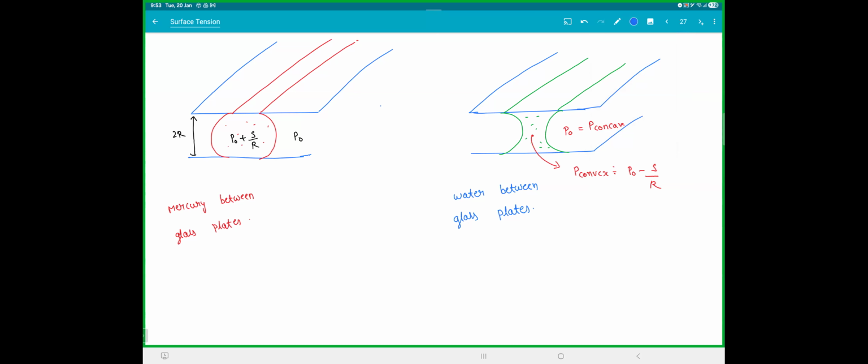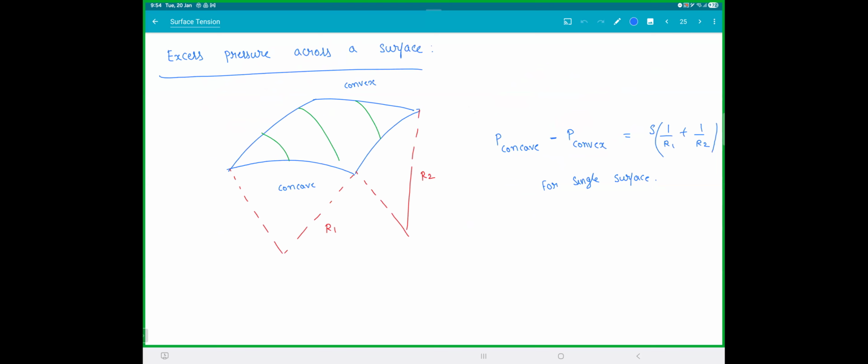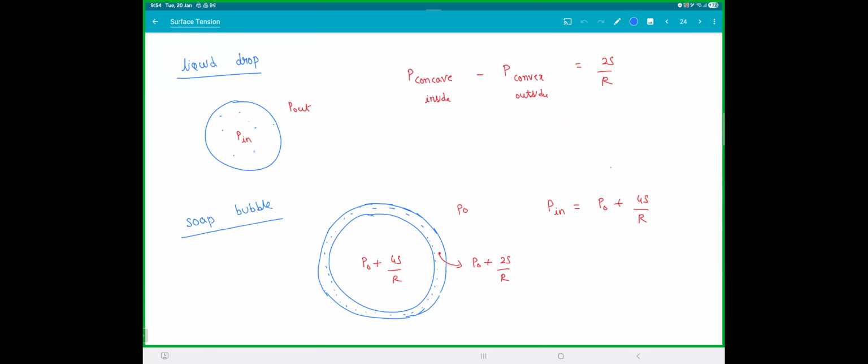Clear with this? So you can get a cylindrical surface when you put liquid between two glass plates. When the liquid gets stuck, you get these cylindrical surfaces. So this is a more general formula for when you know R1 and R2. But anyway, these two are more important, the liquid drop and soap bubble. Clear with this? So let's see a few questions on this.